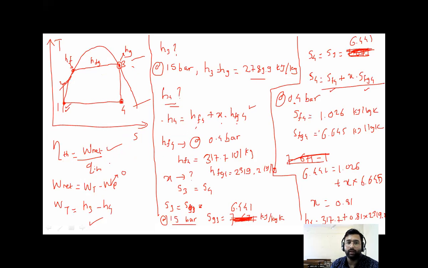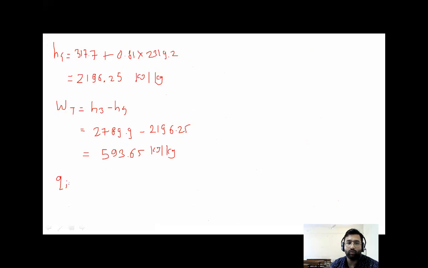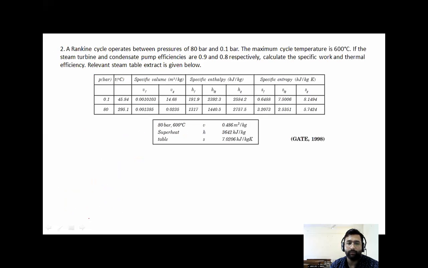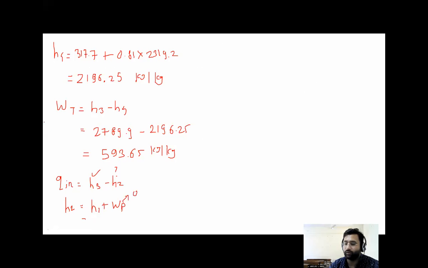Now, what next is required for calculation of efficiency? W net we have calculated. Q in you have to calculate. How to calculate Q in? Q in will be equal to H3 minus H2. Now, how to calculate H2? Here H3 we know, but we don't know H2. So H2 will be equal to H1 plus pump work. In this case, pump work they have told is negligible, so it is 0. So H2 will be equal to H1.